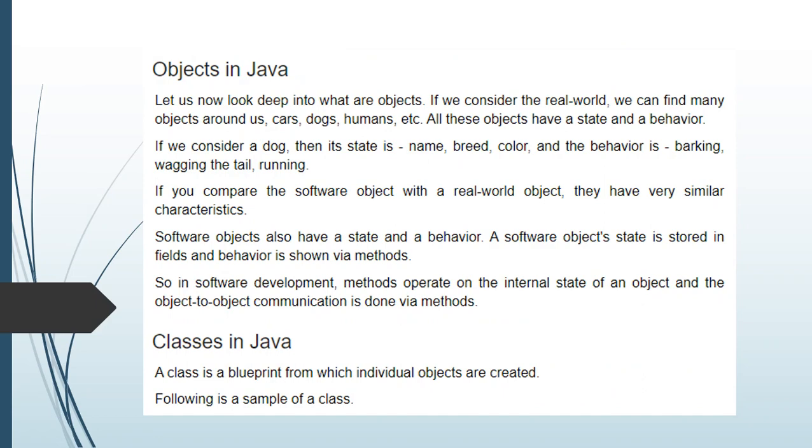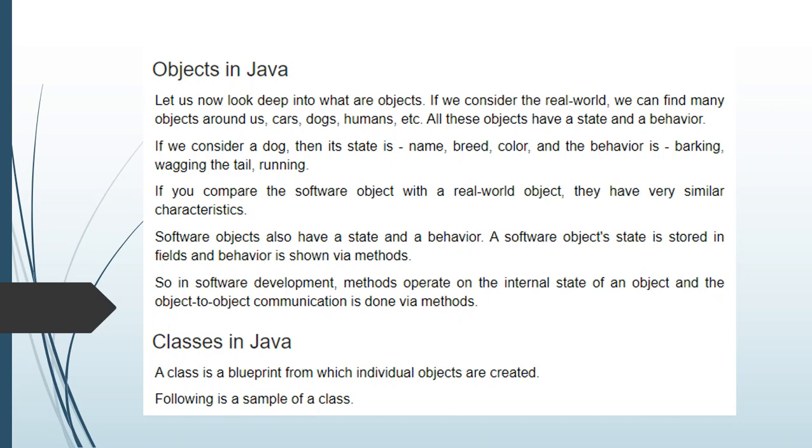Objects in Java. Let us now look deep into what are objects. If we consider the real world, we can find many objects around us: cars, dogs, humans, etc. All these objects have a state and a behavior. If we consider a dog, then its state is name, breed, color, and the behavior is barking, wagging the tail, running.